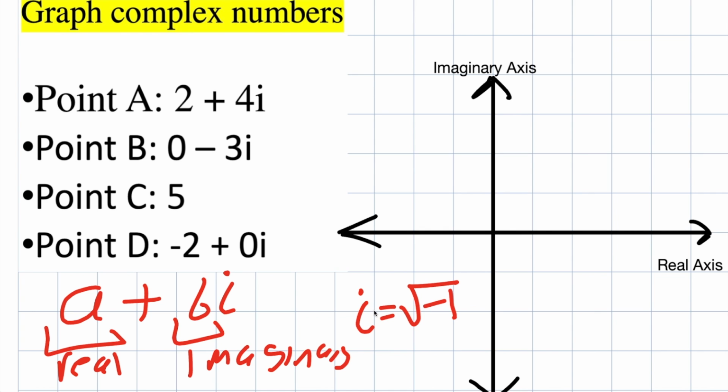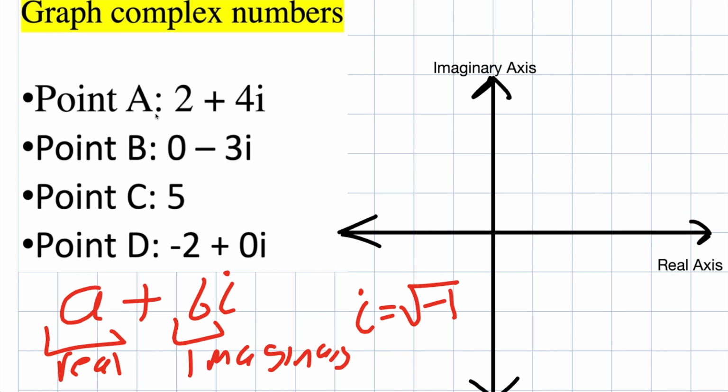And so whenever we graph complex numbers, we're not using the normal x and y plane. What we're using is in the x-axis, those are your real numbers. So that's your a piece. And in the y-axis, it's your imaginary number, like your b piece. And so, let's go ahead and graph those 4 points.